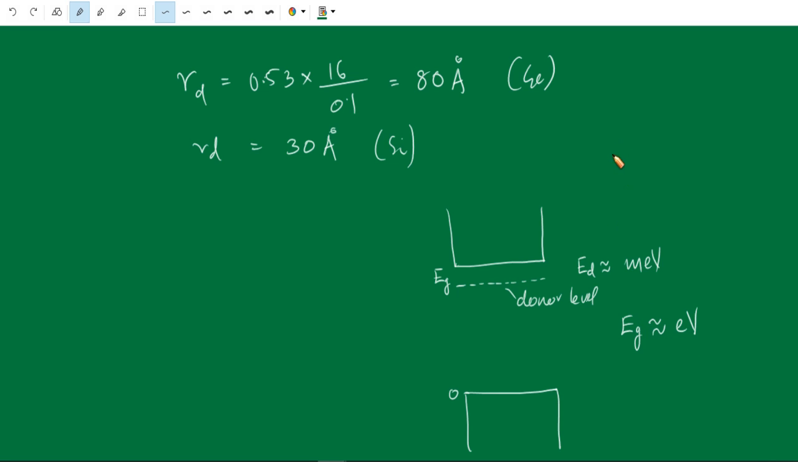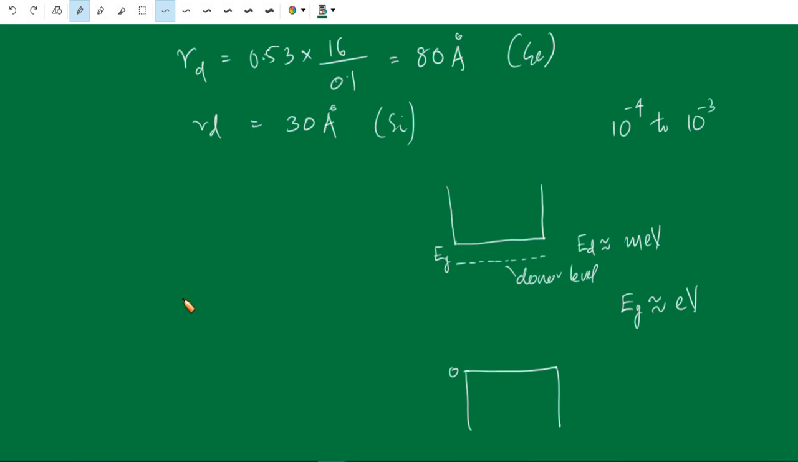So it is reduced by a factor. The energy gap is actually reduced by a factor of 10 raised to minus 4 to 10 raised to minus 3. So this is very small compared to the energy gap. This is the donor level. So when an impurity is added, electrons can be taken to the conduction band very easily.